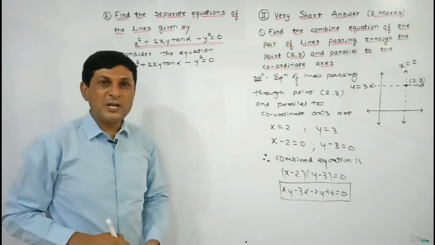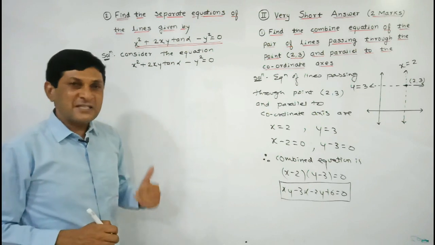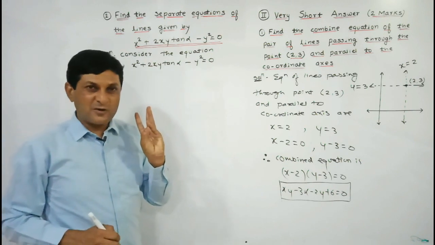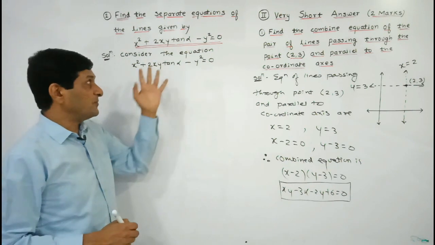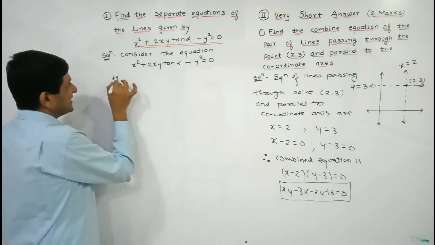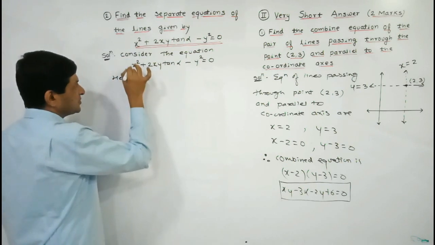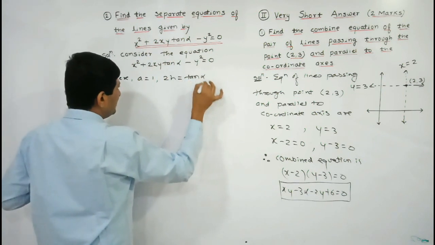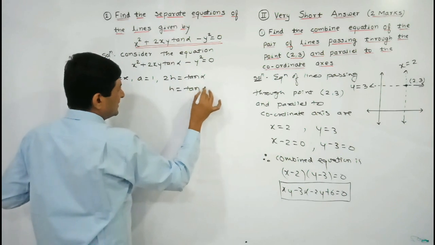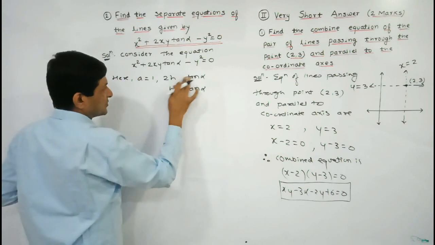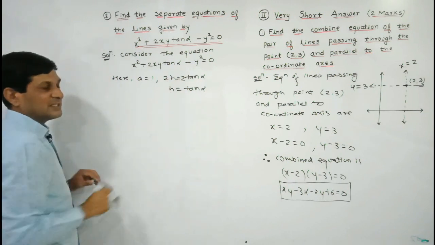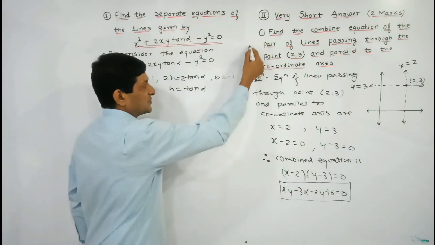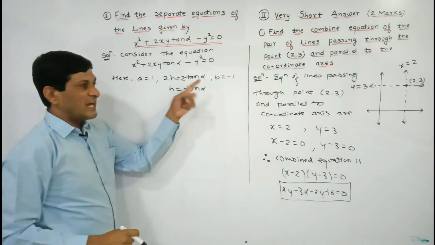So we have one formula to find out the separate equations. By applying that formula we are trying to find the separate equations, but to apply that formula first we have to find the values of a, h and b from this equation. So from this equation we get a is equal to the coefficient of x square, that is 1. 2h is equal to 2 tan alpha, 2 will get cancelled, h is equal to tan alpha, and b is equal to minus 1. So here the values of a, h and b are known to us.